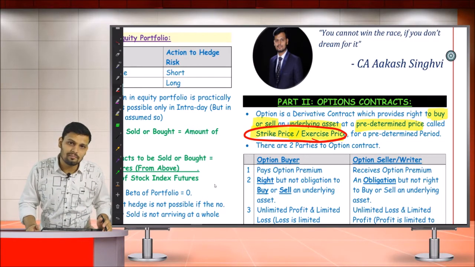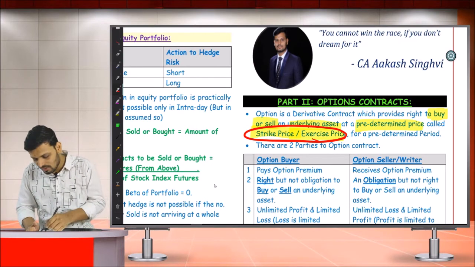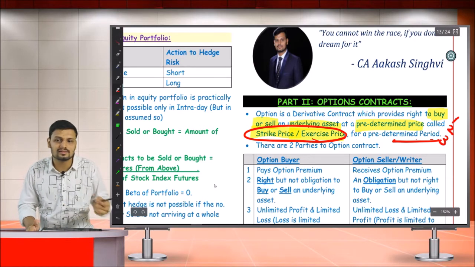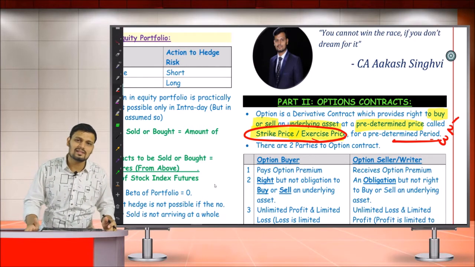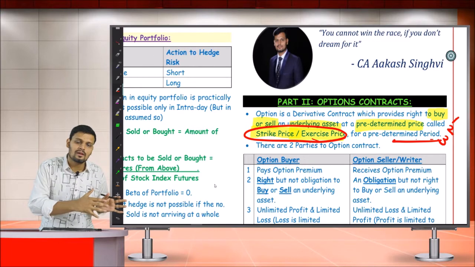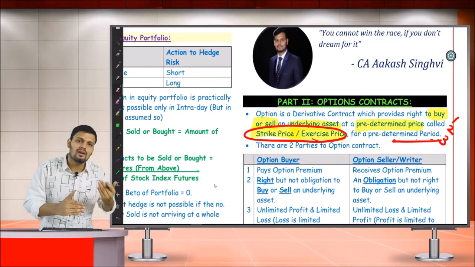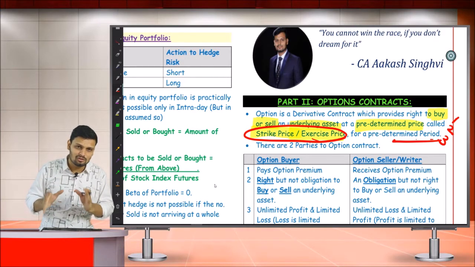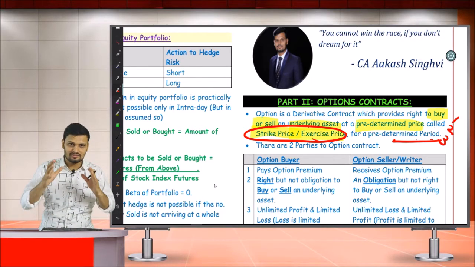For a predetermined period. So here also, the predetermined period might be say 1 month, 2 months, 3 months, etc. Generally for shares, the maximum period in which you can deal in options will be 3 months. But for index options, Nifty options and Bank Nifty options, we have almost 12 months options contracts. I will show you all of that, don't worry. I'll link everything practically. So just have some patience.